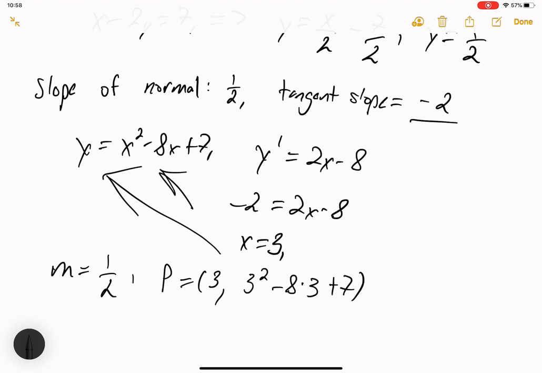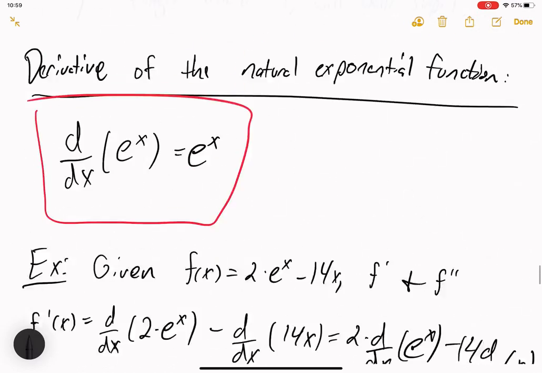All right, and then from there, all you have to do is plug it into the point-slope form formula. So this section wasn't too bad. It's just more differentiation rules.